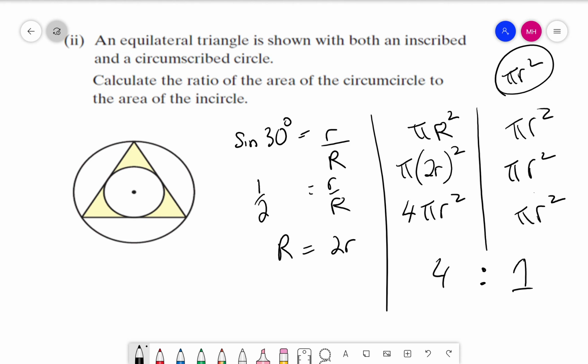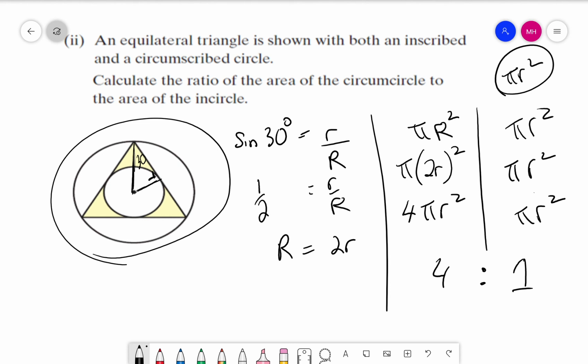So the key to answering this question was to know the constructions, that if you created this right angle 30 degree triangle coming off the tangent, you were going to have a 90 degree angle there.